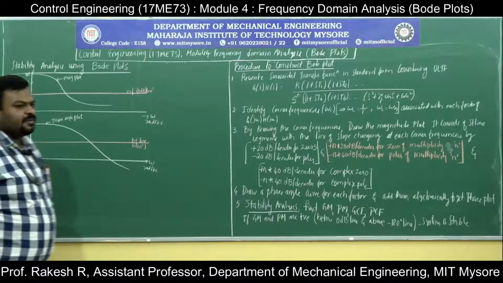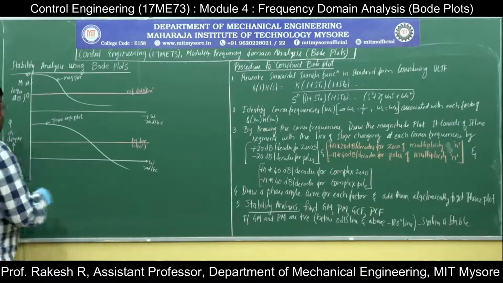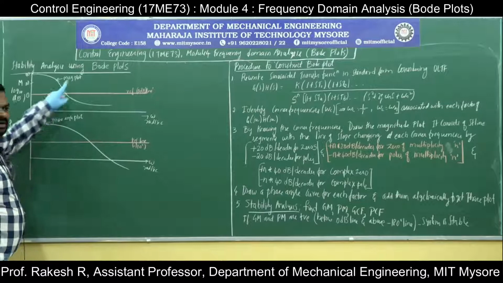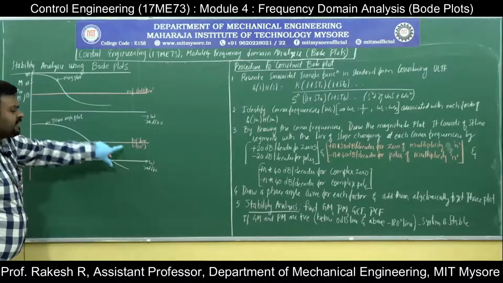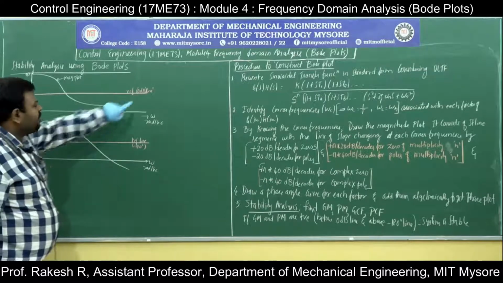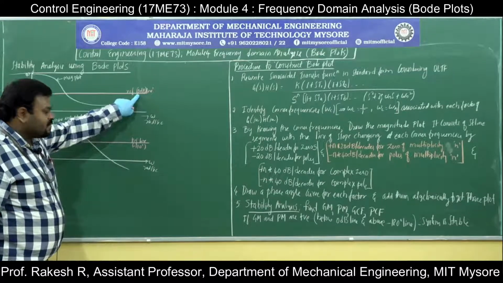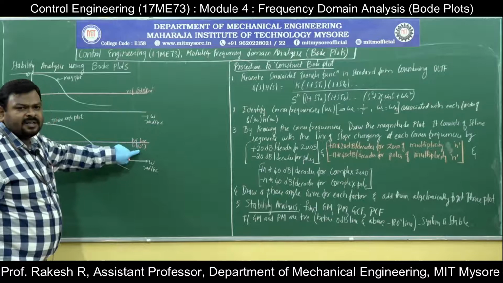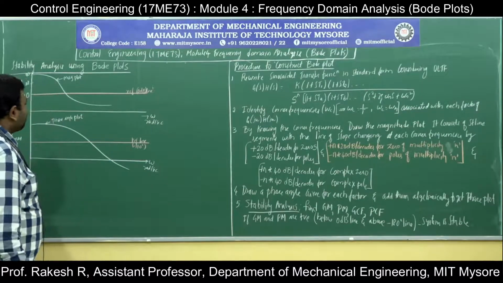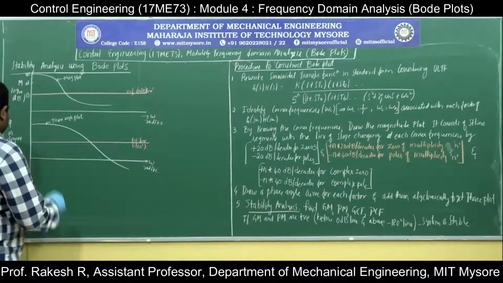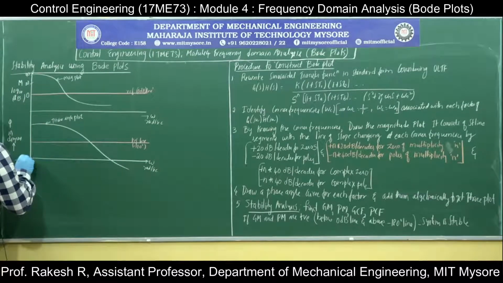After this, what do I have to do? First, we draw the magnitude plot, then the phase angle plot. We have marked the references. The reference for the magnitude plot is the 0 decibel line. The reference for the phase angle plot is the minus 180 degree line. It is just to obtain the phase crossover frequency and gain crossover frequency. So this is minus 180 degree.